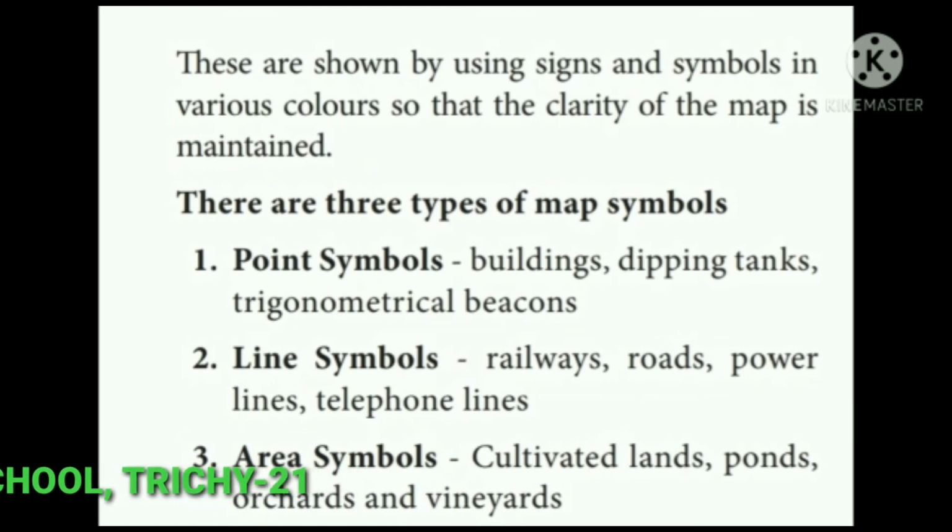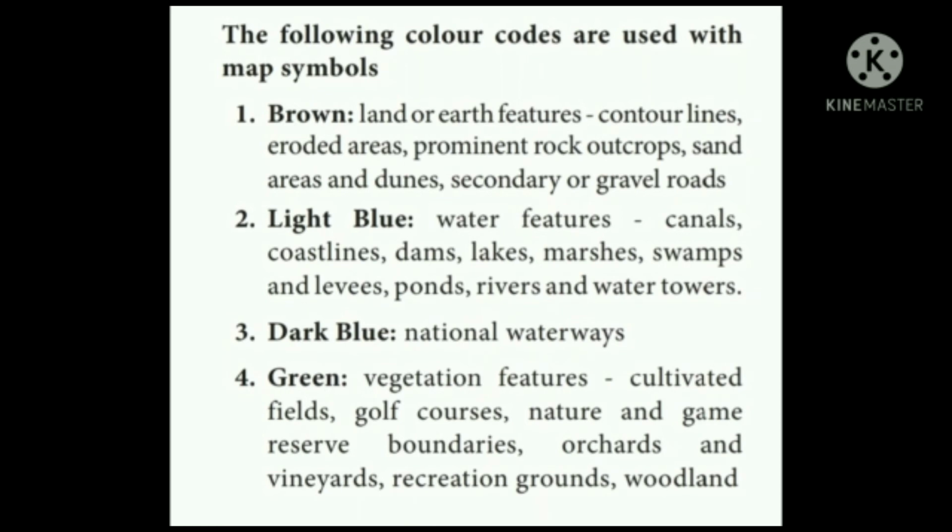There are three types of map symbols. Point symbols: buildings, dipping tanks, trigonometrical beacons. Line symbols: railways, roads, power lines, telephone lines. Area symbols: cultivated lands, ponds, orchards, and vineyards.